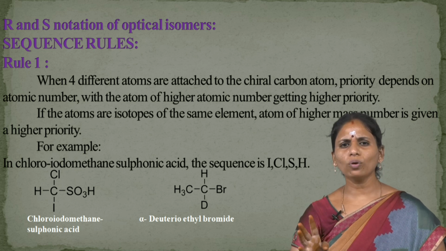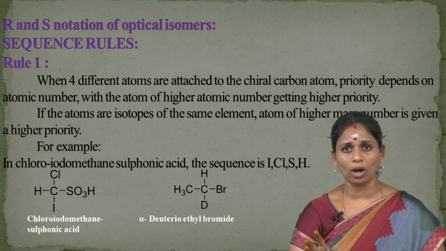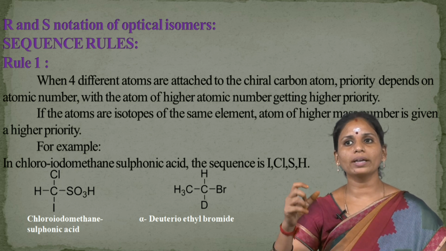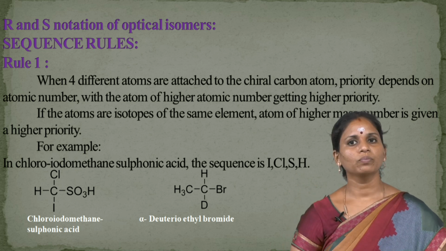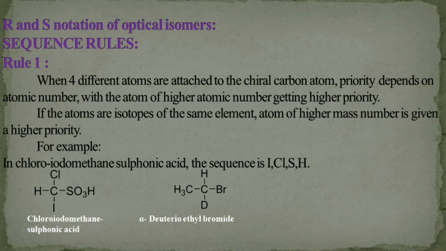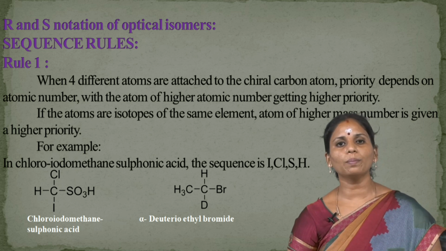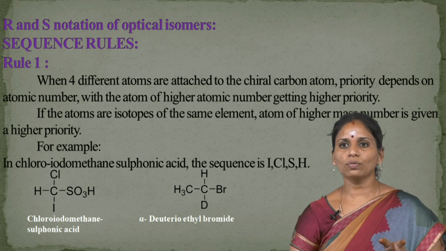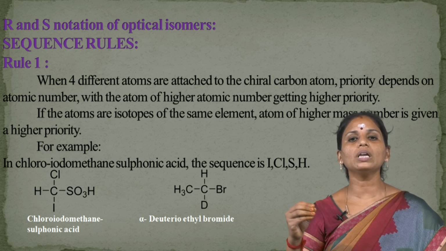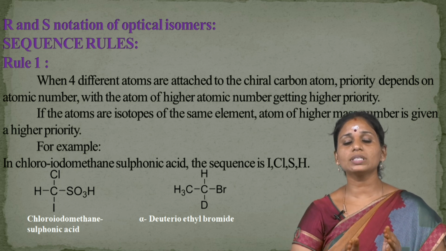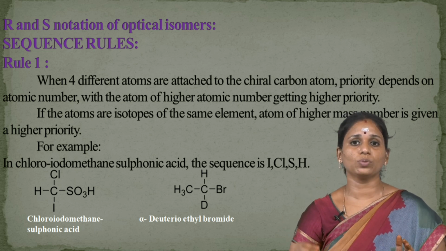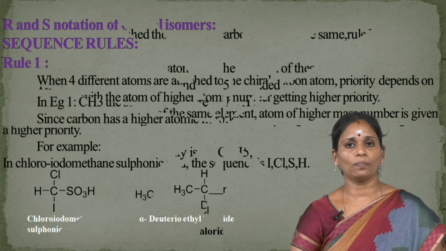Rule 1. When four different atoms are attached to the chiral carbon atom, priority depends upon the atomic number, with the atom of higher atomic number getting higher priority. If the atoms are isotopes of the same element, the atom of higher mass number is given the higher priority. For example, in chloroiodomethane, sulfonic acid and other things, the sequence comes like this. So we have to go with the atomic number, and if the elements are isotopes with the same atomic number, we have to go with the atomic mass also.